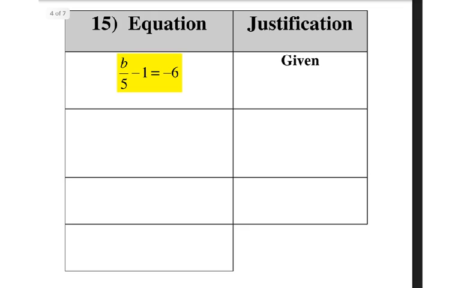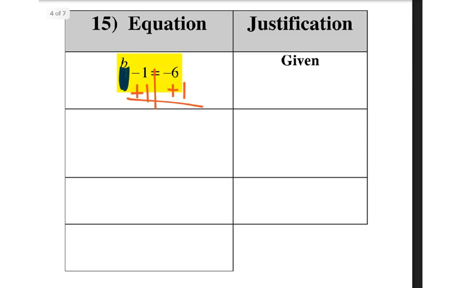Okay, the next one, number 15. B divided by 5 minus 1 equals negative 6. So again, use that little strategy of putting your finger over the variable. What does it cover up? It covers up this part. So what do you have left? You have minus 1, so add 1. Do the opposite.